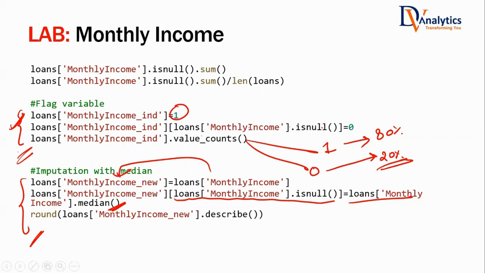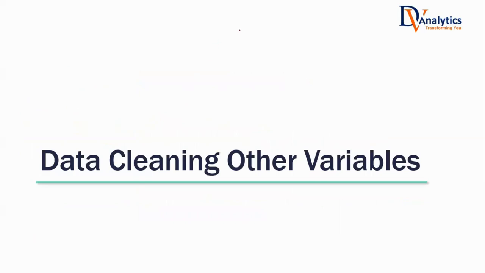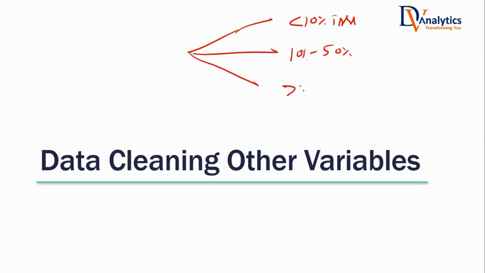Once again, a quick recap. There are three distinct scenarios you will get. Less than 10% issue, 10 to 50% issue, and greater than 50% issue. Let's start from here. More than 50% issue: we'll drop the column and create a flag variable. Convinced with the logic?